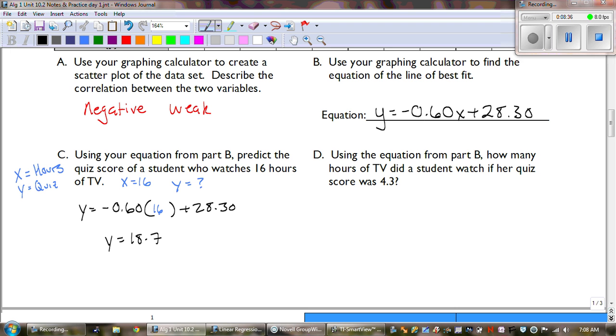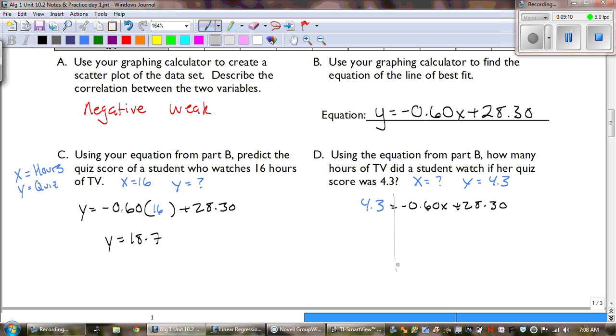All right, let's look at D. It says use the equation from part B. So once again, we're going back to that equation, saying how many hours of TV did a student watch if their quiz score was 4.3? So they didn't tell us X, that's what we're trying to find, but they told us the score was 4.3. So that's our Y, so 4.3 equals negative 0.60x plus 28.30.